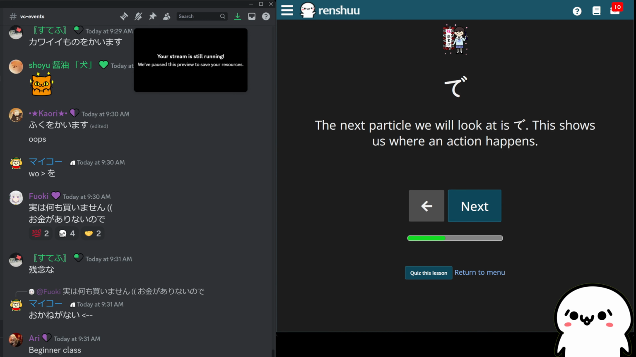So de is used for, as I said, the location. And specifically, it's talking about where an action takes place. Where an action takes place. And I guess this is good news. De is one of the ones that does usually have an English counterpart. Now, there's often different words that come up, but if you drew a line, there's usually a line that goes from de to one of the other words.